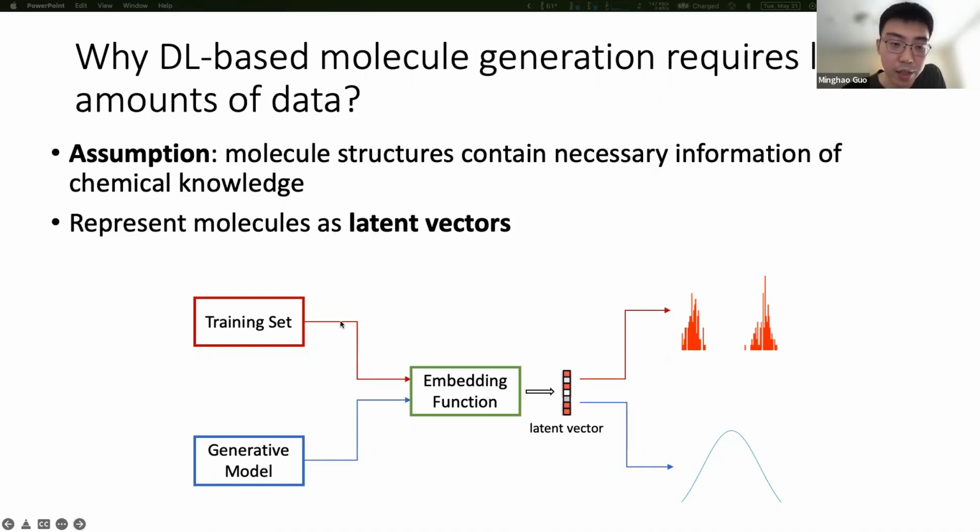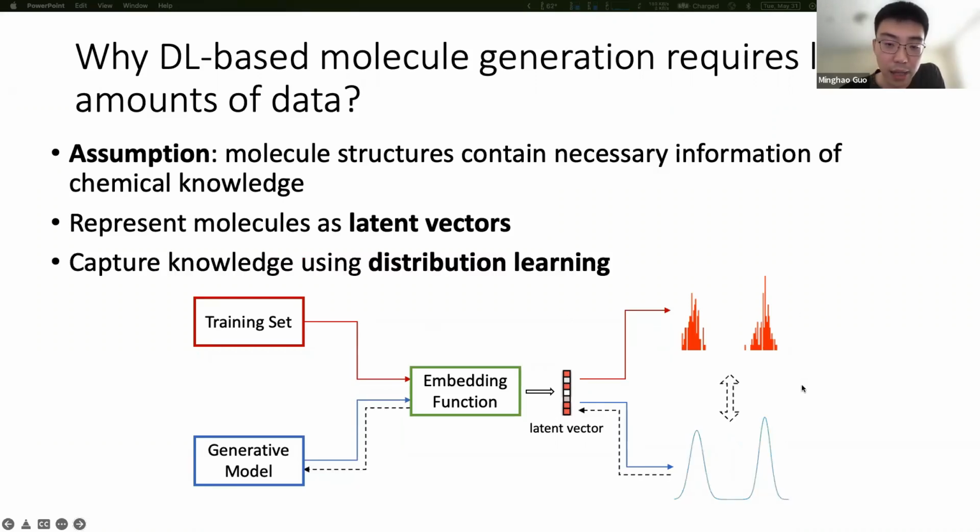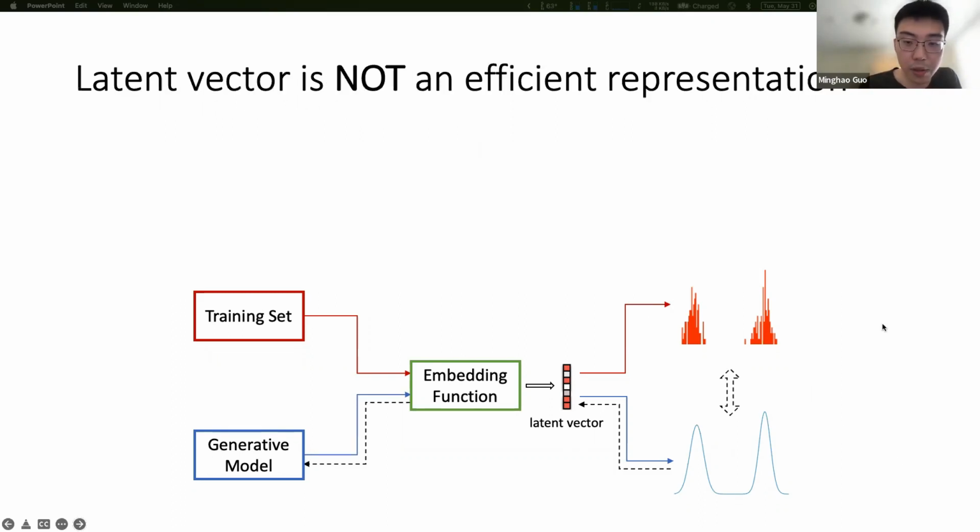But essentially they just map these two kinds of distributions. They map the training samples and the generated samples to two different distributions. And then they want to capture the knowledge of the molecule structures based on some distribution learning techniques, like minimizing some distance metric between the distributions, which could be KL divergence or even some optimal transport costs, and then update the parameters of this embedding function.